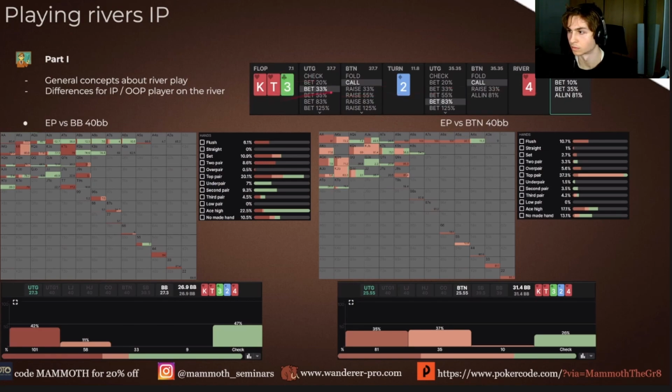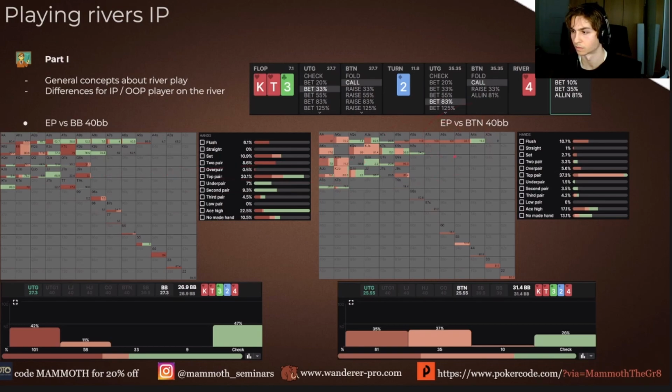King 10-3 two-tone, bet small call, bet 83 call, 4 of hearts river, and this is the river strategy for both players. This is the hand matrix, the strategy for early position, which is in position against the big blind. Sorry, so the left one is in position, the right is out of position. And you see this idea showing up in this chart, right? The volume of chips going in is smaller when we are out of position.